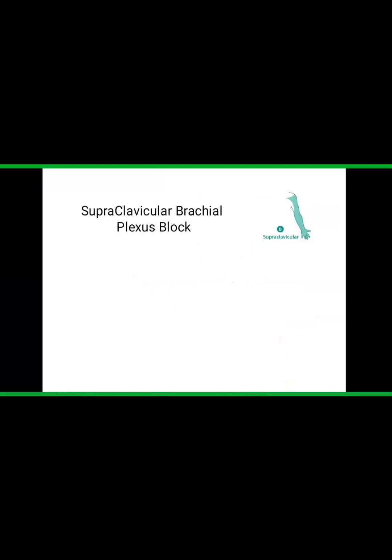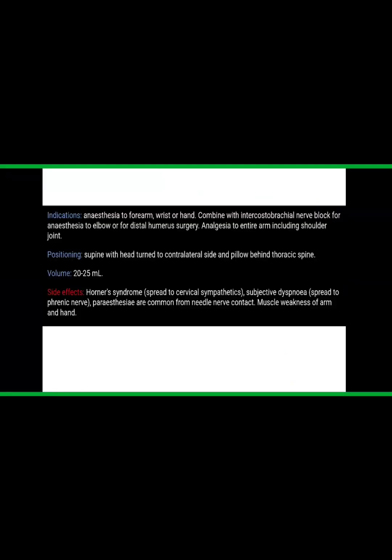Now coming specifically to the supraclavicular brachial plexus block. What are its indications? Before going into anatomy and finding the landmarks, the structures, first we should know the indications of this block. This block can be given to the patient for anesthesia to forearm, wrist and hand, and if combined with the intercostobrachial nerve block, for anesthesia to elbow or for distal humerus surgery as well. It can also give analgesia to the entire arm, including the shoulder joint.